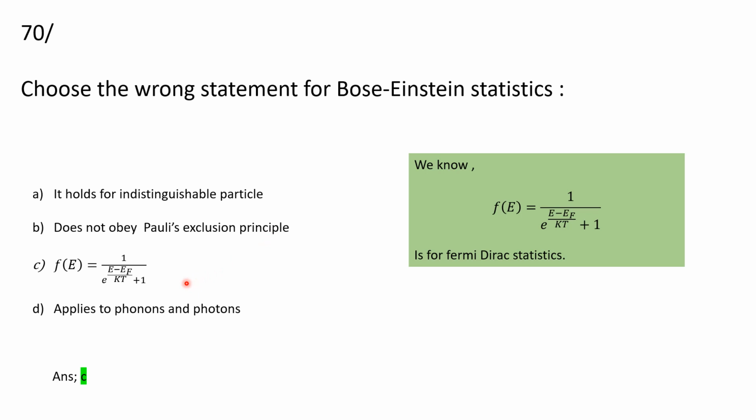Then option C says f of E is equal to 1 by e to the power (E minus EF) by kT, plus 1. This is the wrong statement, because in the previous question we saw that this is the form for Fermi-Dirac statistics. So this is the wrong statement and the right answer for this question. Then, it applies to phonons and photons. Yes, this is the right statement. So option C is the wrong statement and the right answer for this question.